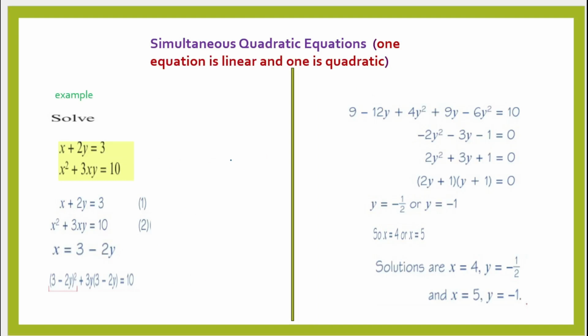Now solving simultaneous quadratic equations. For example, x plus 2y equal to 3, x square plus 3xy equal to 10. Now try to arrange the first equation in a convenient way. That is x equal to 3 minus 2y. Now substitute the value of x in equation number 2 and try to solve for y. We get the value of y as minus 1 by 2 or y equal to minus 1. When y equal to minus 1 by 2, substituting in equation number 3, we got the value of x as 4. Again, when y equal to minus 1, value of x is 5.